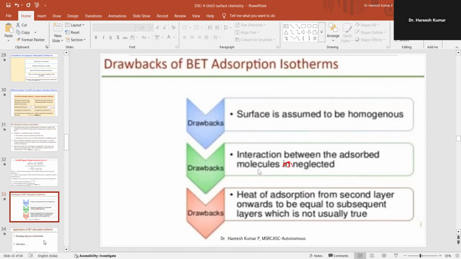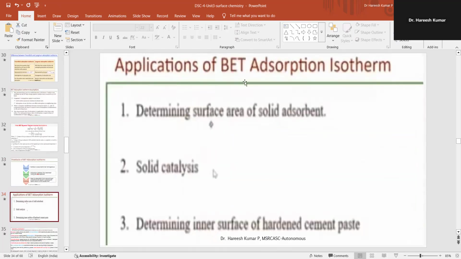If we look at the applications of the BET, it is used in determining the surface area of the solid adsorbent, solid catalysis can be explained based on the BET, and it is also used in determining the inner surface of hardened cement paste.